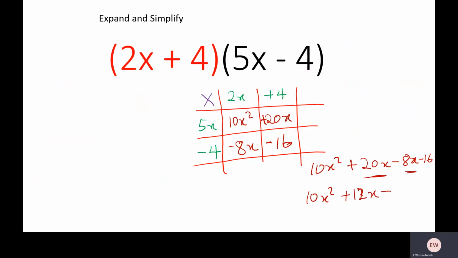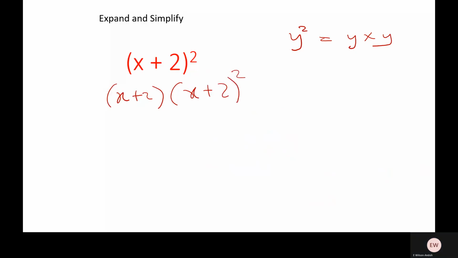12x minus 16. Now, another thing I want to say is, if you have done factorization, then if you factorize this quadratic expression, you should get the answer. So that is one way of checking whether your answer is correct or wrong. And I'll do a lesson on factorization.